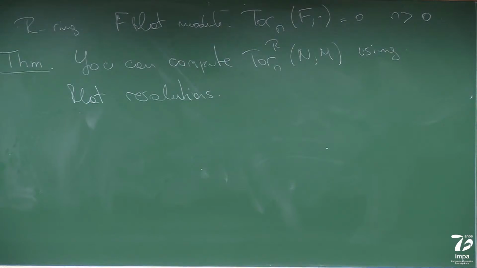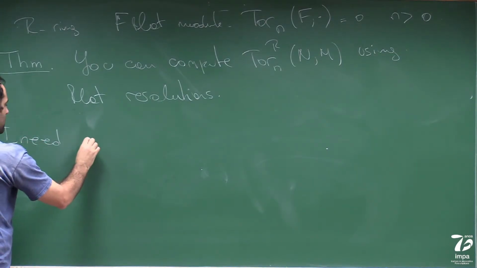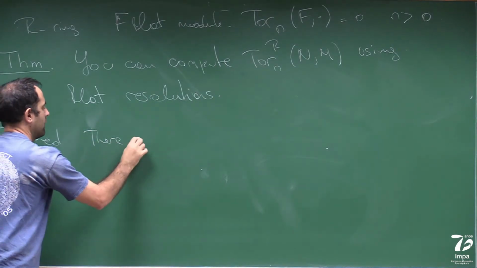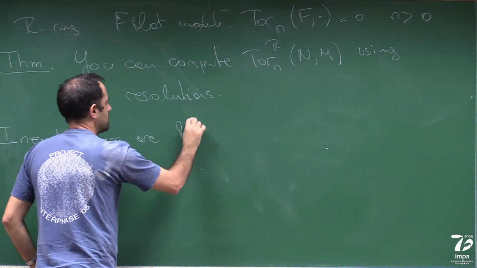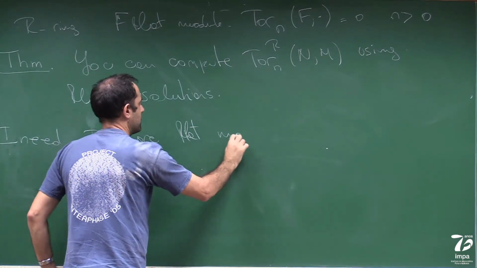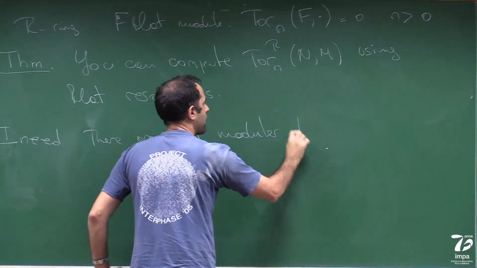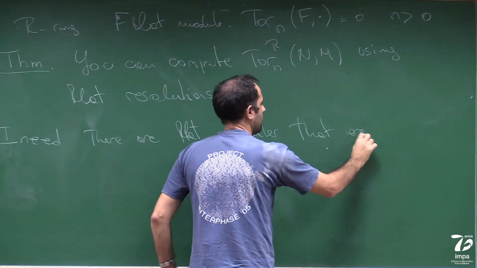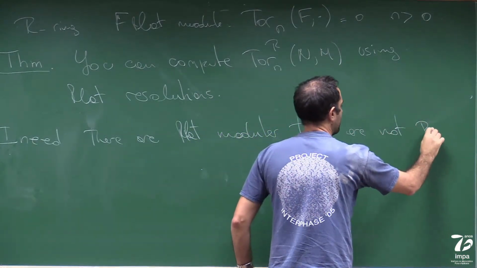The proof of this theorem is going to use something very particular about flatness, but that theorem is more general, which I can't really state now. The second thing is, why is this useful? For this to be useful, before proving this theorem, I need to show that there are flat modules that are not projective.